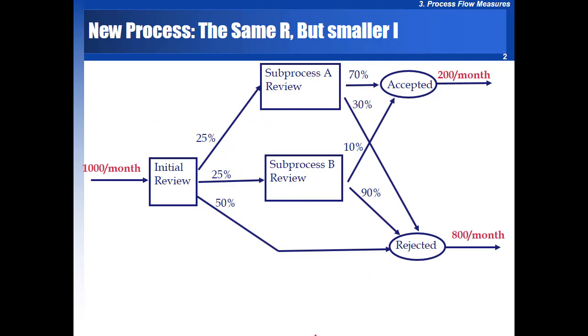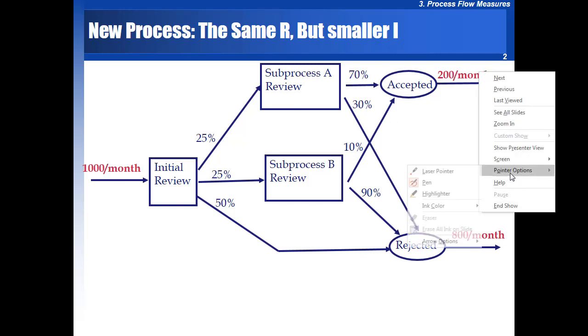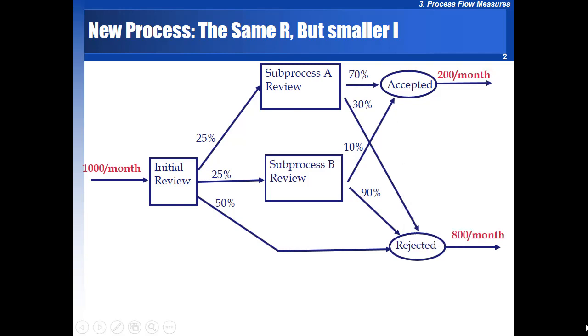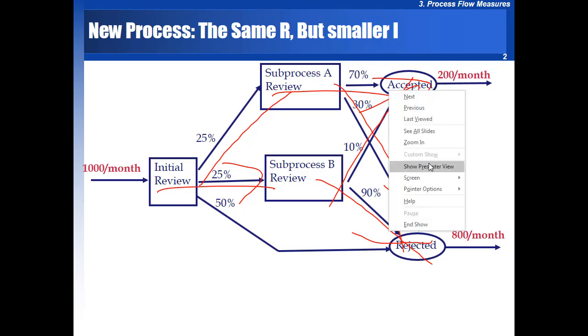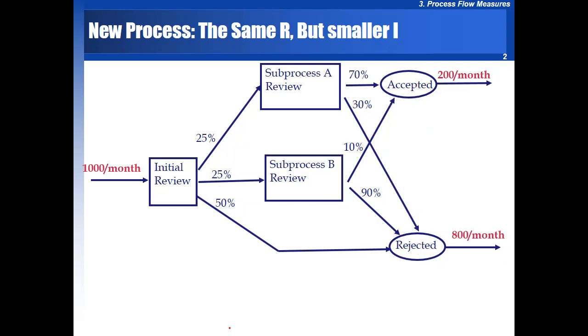Out of this 25%, which goes through the process which has high probability of acceptance, 70% is accepted, 30% is rejected. Out of this 25%, only 10% is accepted and 90% is rejected. And then we have some inventories over there. In the first process, we have 200 flow units waiting. In the second, 25. In the third, 150.